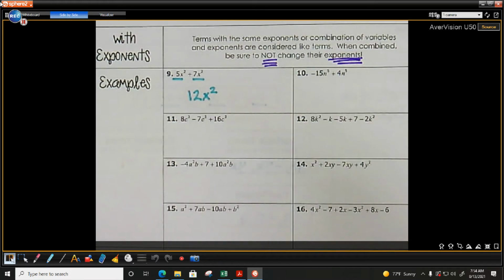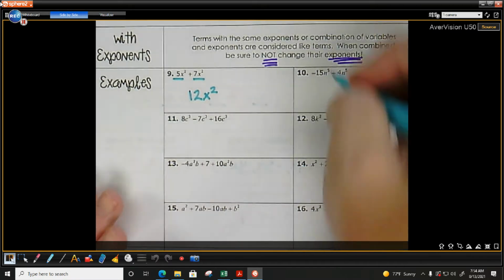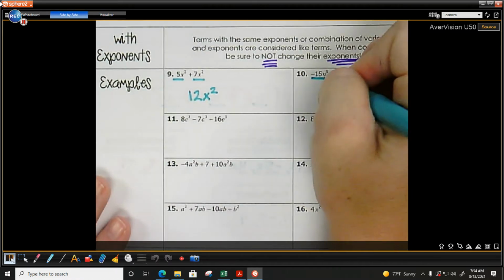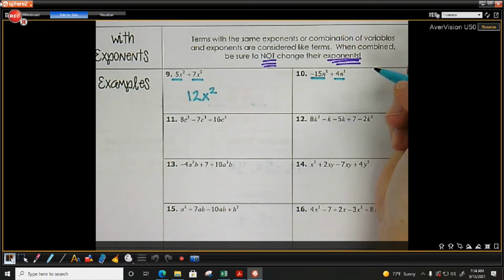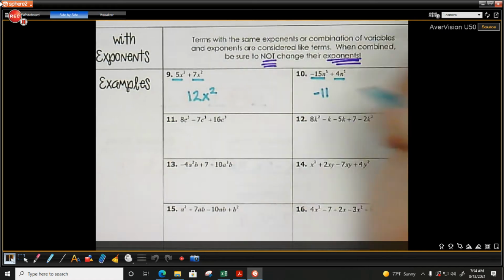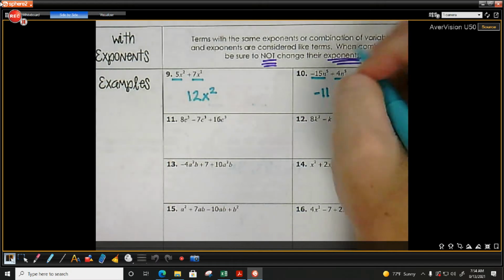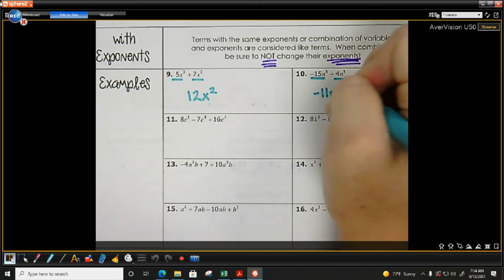Next one, are these two like terms? Yeah, they both have a power of 5. So what's negative 15 plus 4? Negative 11. There you go. They're opposite signs, so you subtract the two. The larger number is negative, so your answer is negative 11. And then what's my variable? N to the 5th power. Don't change the exponent.